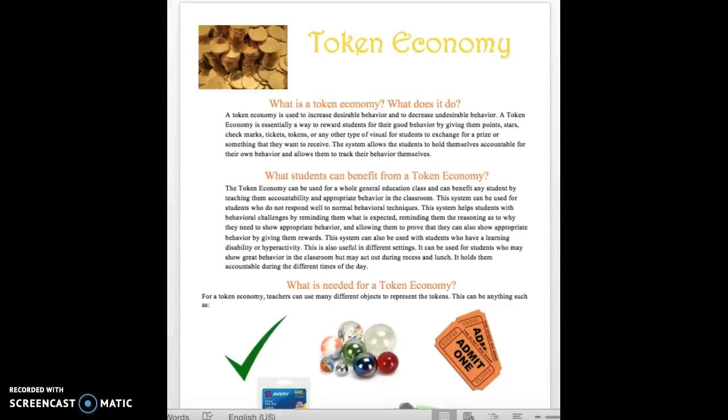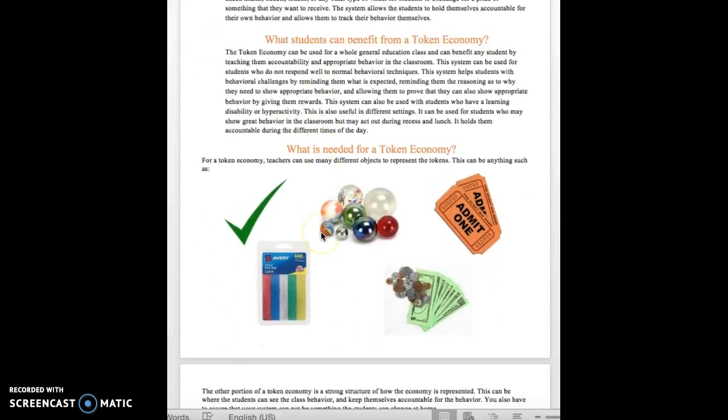So the token economy allows the students to hold themselves accountable for their own behavior and allows them to track their behavior themselves. So it's more of a visual thing for them to be able to see how they are doing during the day. So, what students can benefit from a token economy?